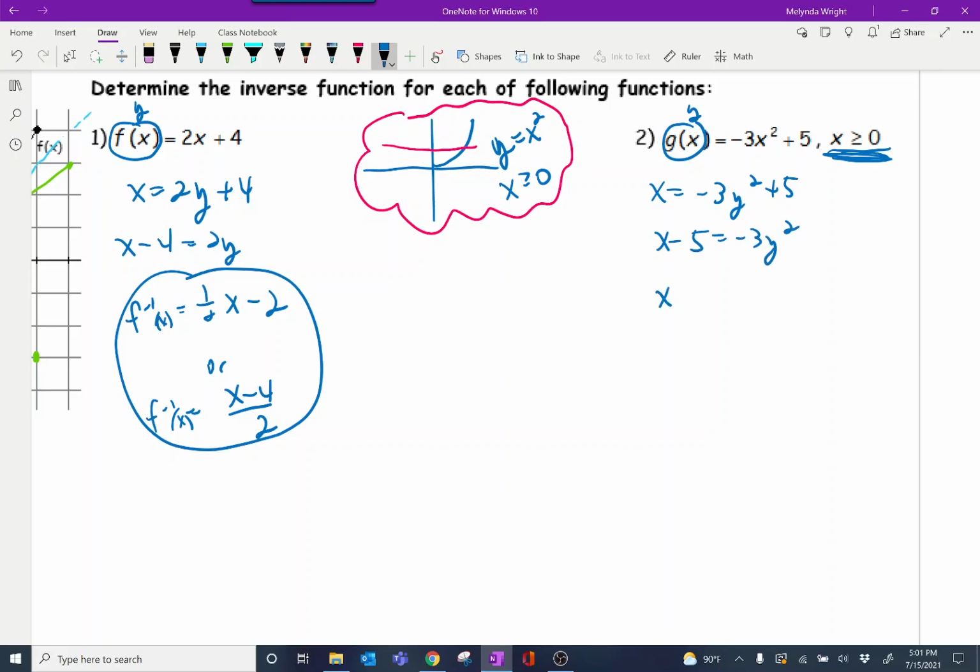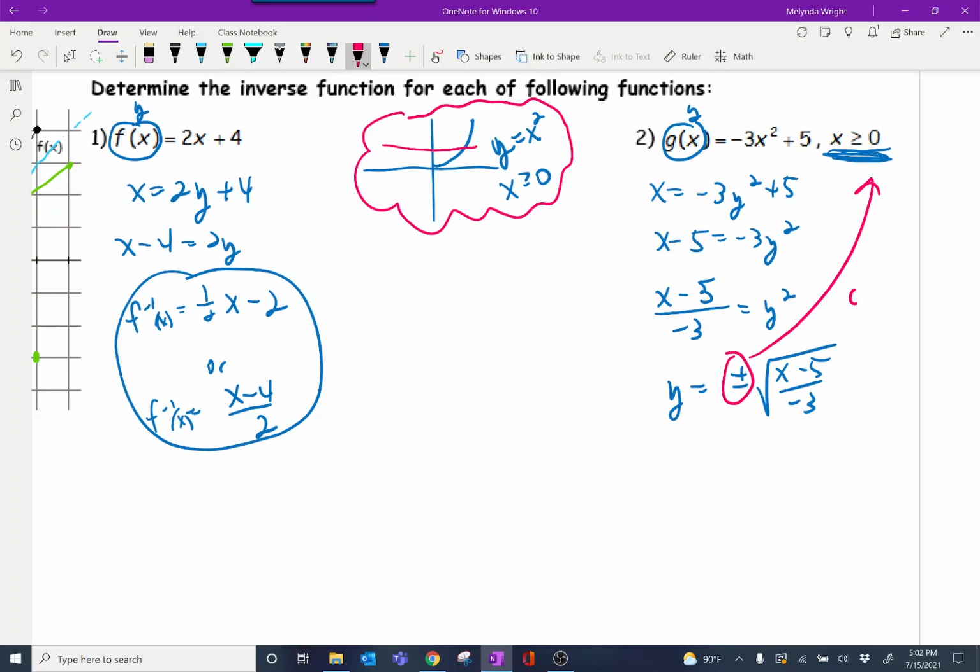I divide by negative 3. And then I square root both sides. So y is plus or minus the square root of x minus 5 over negative 3. Okay, now that gives us 2 pieces, right? A plus and a minus piece. But we need to pay attention to this, and we need to choose which one of those we're going to use, because we need to have the x is greater than or equal to 0 part.